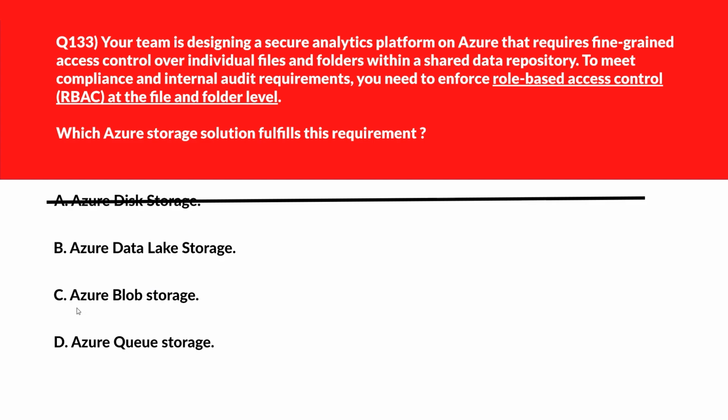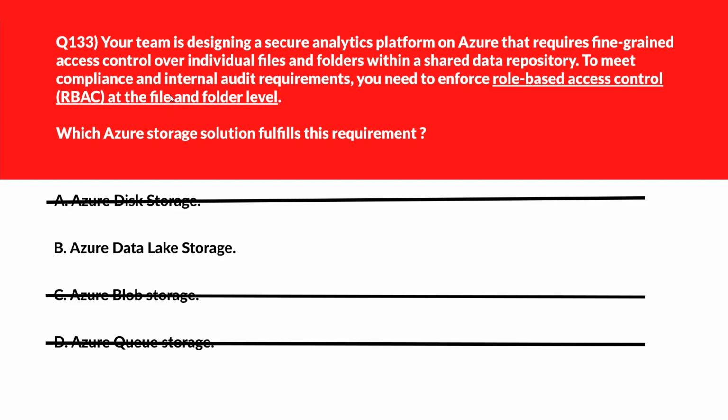We'll move to now C. C says Azure Blob Storage. Azure Blob Storage supports container level access but lacks role based access control at the individual file or folder level. Wrong answer. We'll move to D. D says Azure Queue Storage. Azure Queue Storage is built for message handling and doesn't support RBAC at the file or folder level, what we need as per the question. D is also wrong. Let's lock option B, Azure Data Lake Storage, as the right answer.